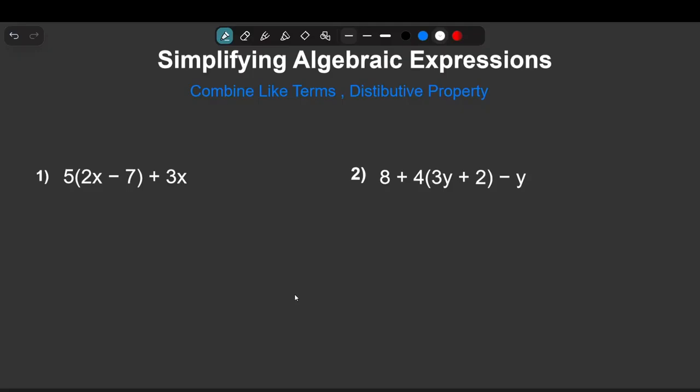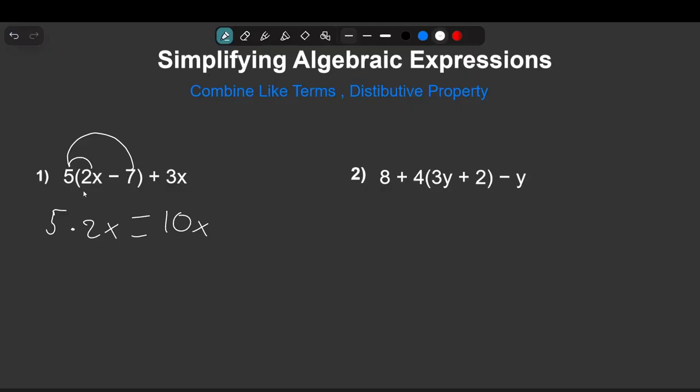The first step when you have parentheses in your problem is to use the distributive property to remove the parentheses. So basically, we're going to multiply 5 by 2x and multiply 5 by 7. So 5 multiplied by 2x equals 10x.